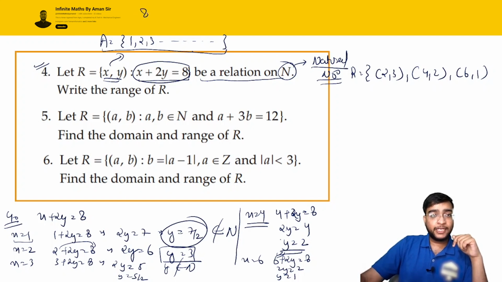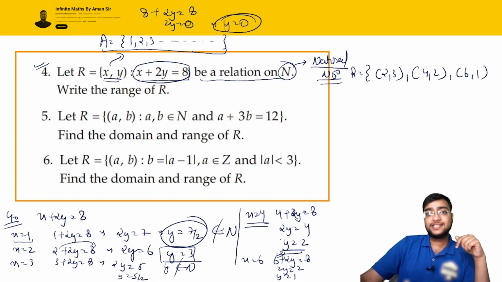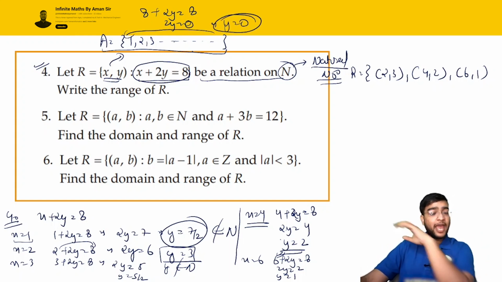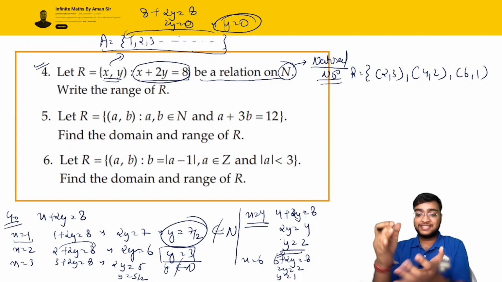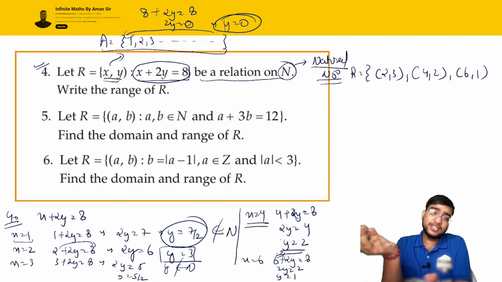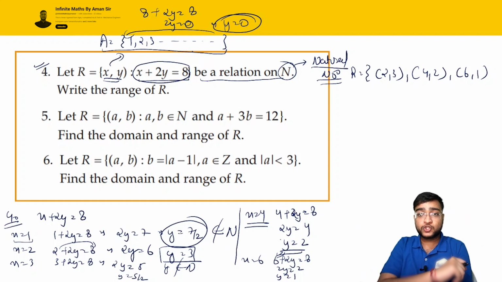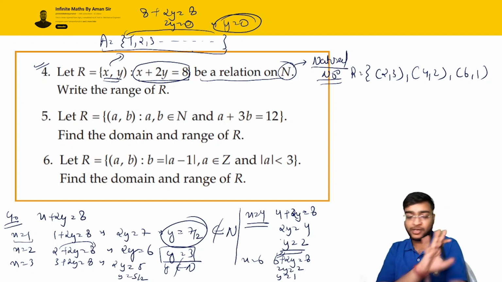I can say 8 plus 2y equal to 8 here only, then 2y equal to 0 only, and y ultimately comes to 0. Does this y actually belong to my A set here? I am saying no sir, because 0 is not in the natural numbers. The 0 should be in my whole numbers actually. So if I take the 0, then no.